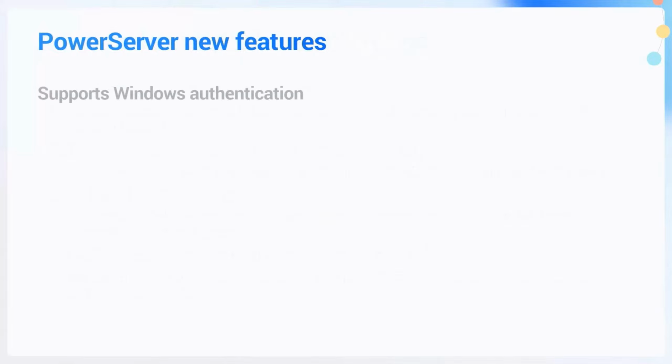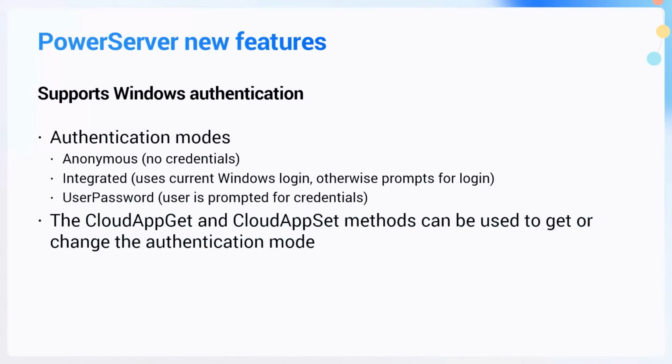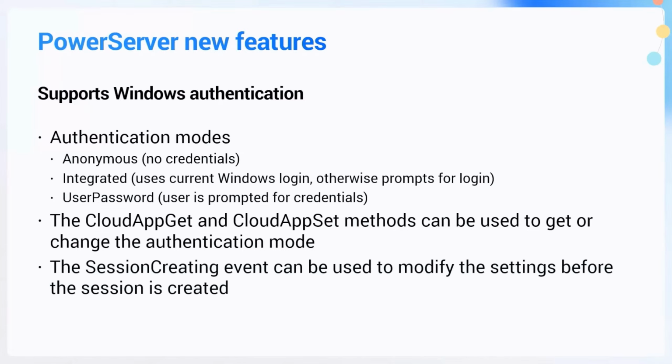So let's talk about PowerServer new features. It now supports Windows authentication. The authentication modes are anonymous, which means that no credentials need to be provided. Integrated, so it will use the current Windows logon. And if there's a problem with the current Windows logon, it will prompt for a logon or user password, which means that it will prompt for credentials. It will not look to see what the current Windows logon is. The CloudAppGet and CloudAppSet methods now can be used to get or change the authentication mode. And there is a new session creating event that can be used to modify the settings before the session is created.